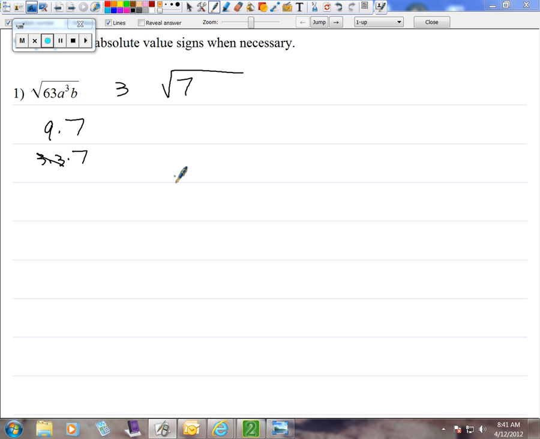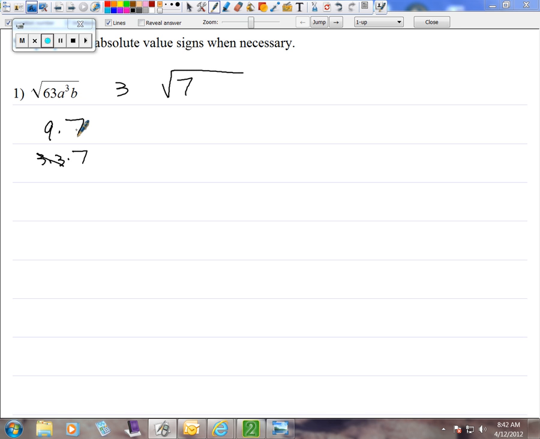Now you may want to make a note on how to do variables and exponents. Are you ready to write this down? To take the root, any root, of an exponent, you divide by that root. If you want to take the root of a cubed, the square root of a cubed, the square root is what kind of root? 2. So you divide by the root.